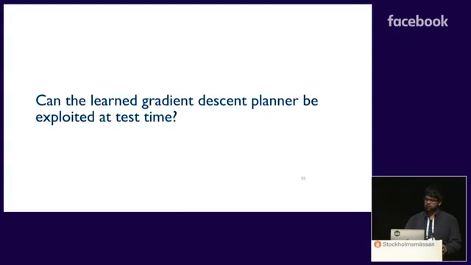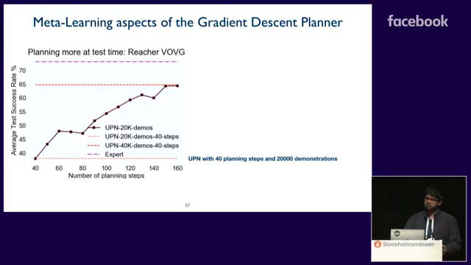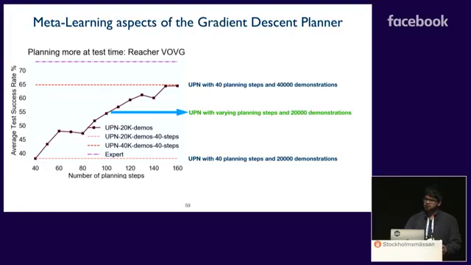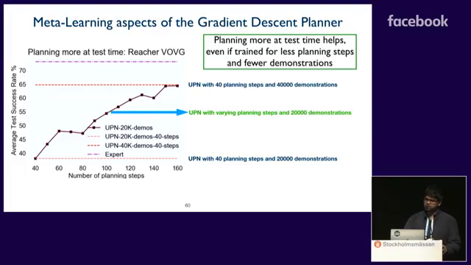So here is a curve. The bottom horizontal line is UPN with 40 planning steps and 20,000 demonstrations. The y-axis is test success, and the x-axis is the number of planning steps. The top horizontal line is UPN with 40 planning steps, but 240,000 demonstrations. And this particular brown curve is what happens if you vary the number of planning steps for a UPN that was trained with just 20,000 demonstrations. This clearly shows that planning more at test time helps, even if the architecture was trained for fewer planning steps and with fewer demonstrations. Therefore, it's clear that the gradient descent optimizer we've learned has captured task-relevant properties.